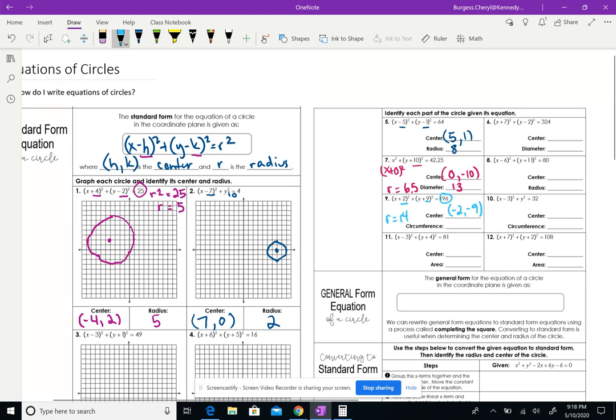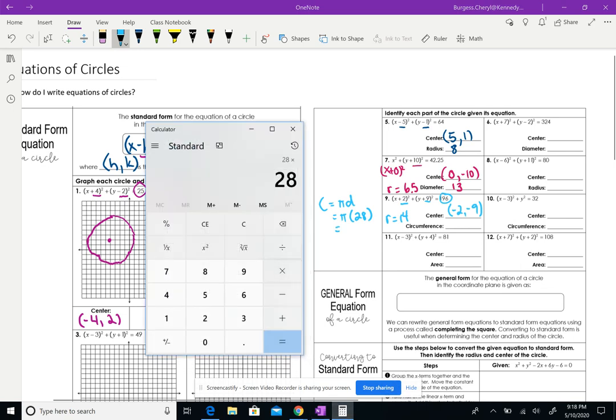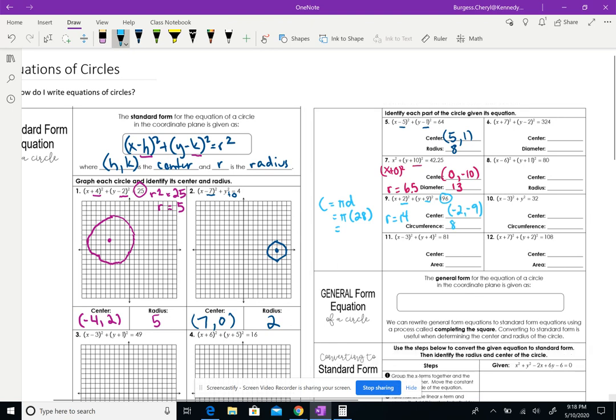So the circumference, guys, that's a formula. Circumference is pi times diameter. So that's pi times 14 times 2, right? Pi times 28 is a number. 28 times 3.14 approximated is 87.92. So I'll just say approximately 87.9.